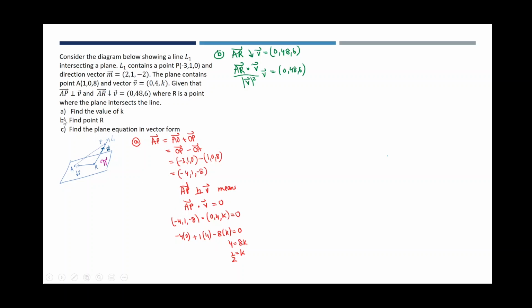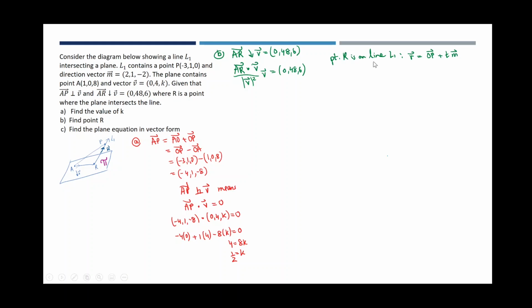Then part B, we're going to find the point R. So point R right here is on the plane, and we're told this expression over here, that vector AR onto v is some vector provided. So we're going to use this to find this point R.